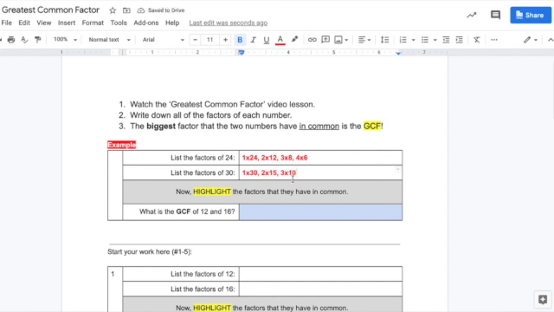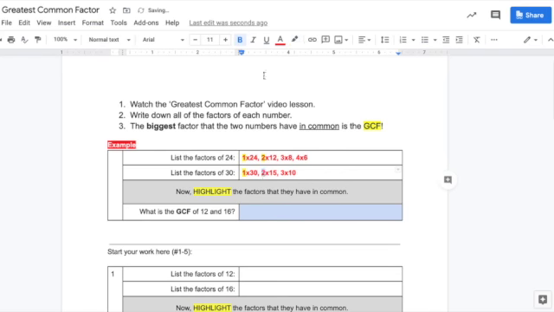All right, so remember, you can use your multiplication chart to help you come up with the factors of these numbers. So the next thing I want to do is highlight the factors that they have in common. So we can see that, of course, they have 1 in common. So I'm going to highlight 1. Then 24. Doesn't look like 30 has 24. So that's not going to be one they have in common. Let's look at 2. It looks like they do have 2 in common.